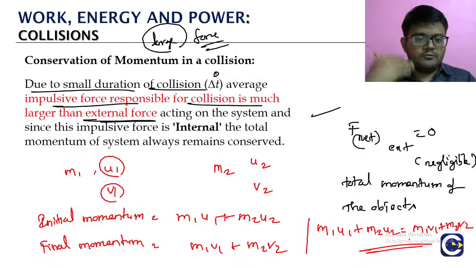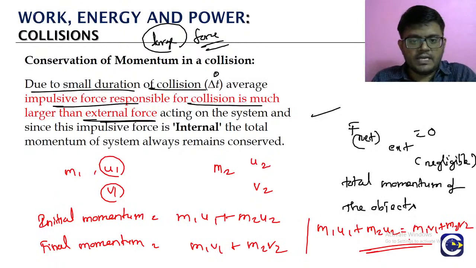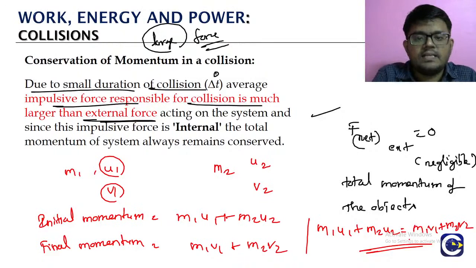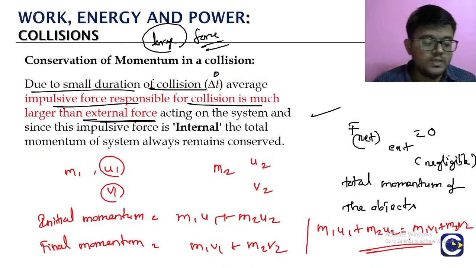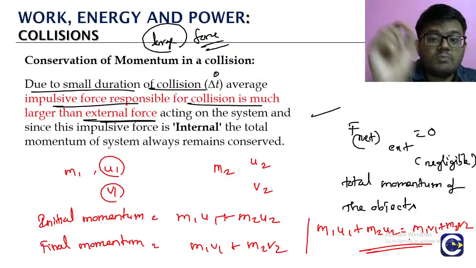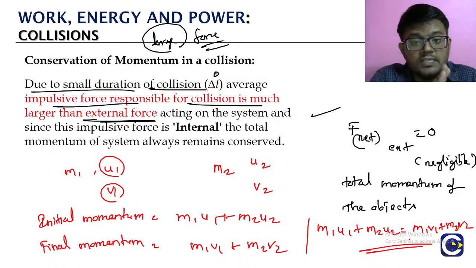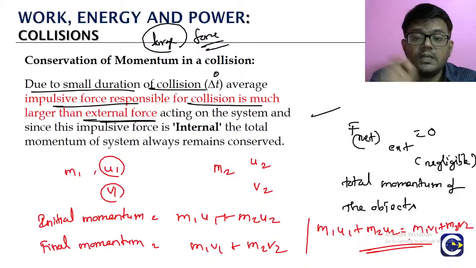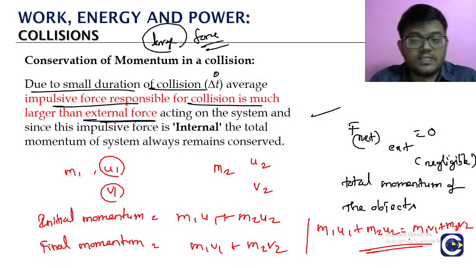Object 1 will create a force on object 2, and object 2 will create a force on object 1. Then it is internal. Since this large force that is acting is anyway internal, we can neglect the effect of the other external forces. So we will be able to use the conservation of momentum principle. Okay? So this is about the conservation of momentum principle for every collision. We can use this principle for every type of collision. After some time we'll discuss types of collisions, but any type of collision you take, we can apply this conservation of momentum.